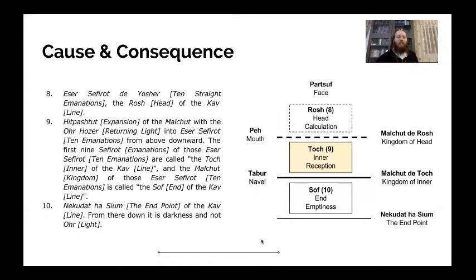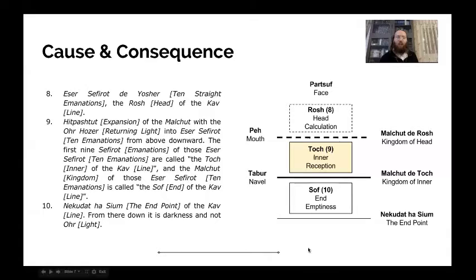Number 8. Eser Sefirot de Yosher, 10 straight emanations, the Rosh, head, of the Kav, line. Number 9. Hitpashtut, expansion of the Malchut with the Or Chozer, returning light, into Eser Sefirot, 10 emanations, from above downward. The first 9 Sefirot, emanations, of those Eser Sefirot are called Betoch, inner, of the Kav line, and the Malchut, kingdom, of those Eser Sefirot is called the Sof, end, of the Kav line. Number 10, Nekudat Asiyum, the endpoint of the Kav line. From there down, it is darkness and not or, light.